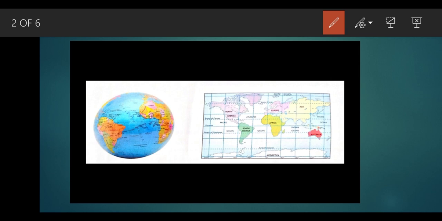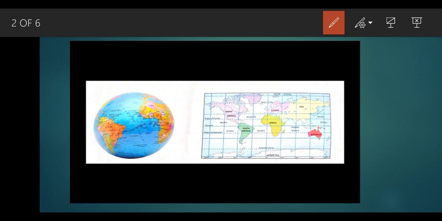Now you can see a few lines on the globe and the map. What is a globe? A globe is a man-made model of the earth. And what is a map? A map is a flat picture of the earth. Okay, now we can find some lines on this.